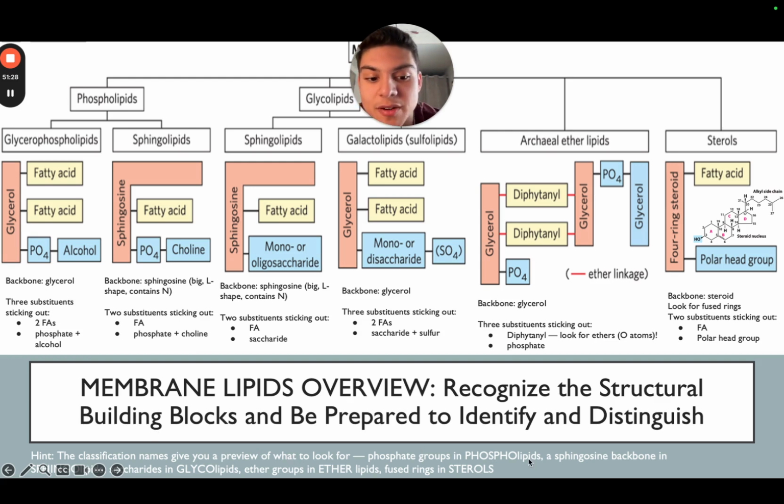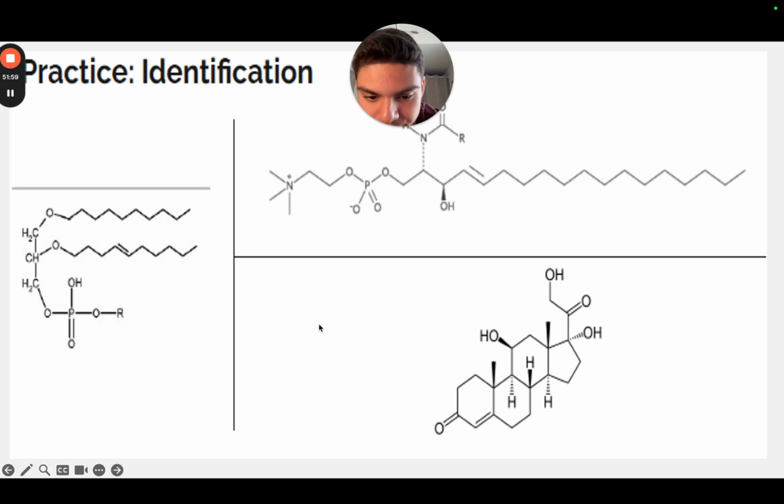So look for phosphate groups on phospholipids, so see if there's an addition of a phosphate group, a sphingosine backbone in sphingolipids, and we'll talk about what makes them special. And then for galactolipids, you don't really have to know this, but just know that it's a mono or disaccharide called galactose, usually. Or it's like a saccharide or a sulfur. If you ever see a sulfur, then you know it's a galactolipid. And then ether lipids are connected via an ether linkage, so a C-O-C, and all of them are single bonds. And we'll go into depth, I'll show you. And then lastly, sterols, which is just the rings, obviously.